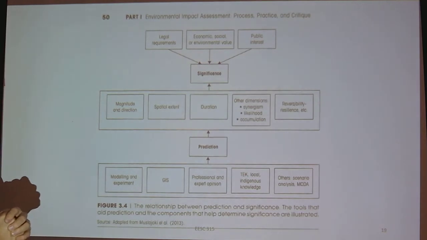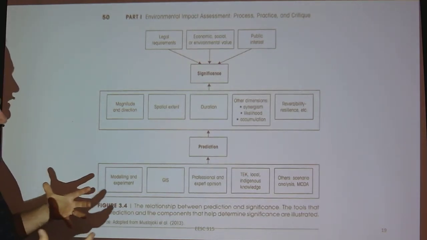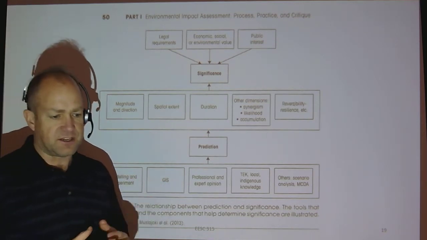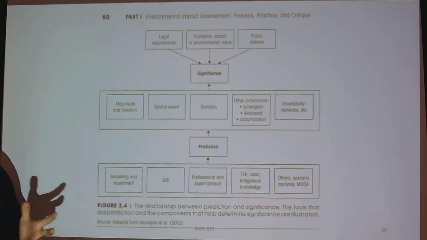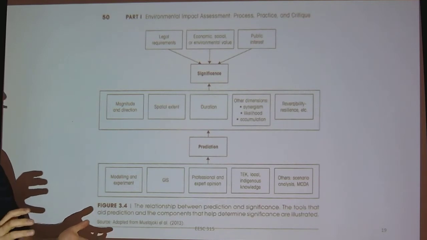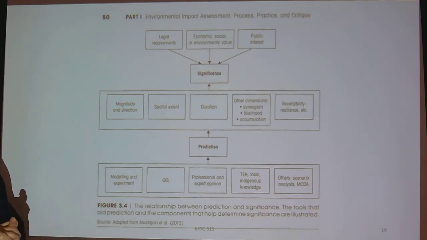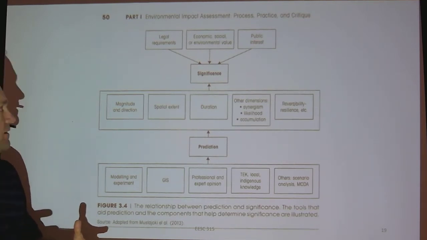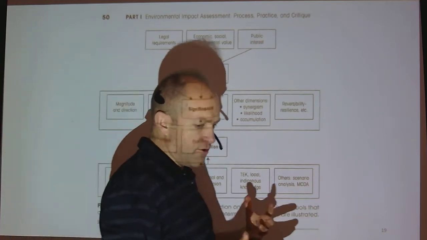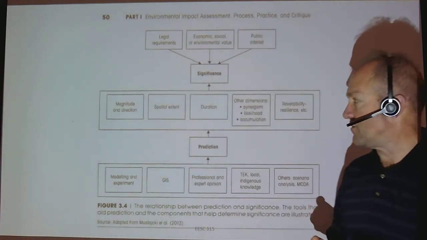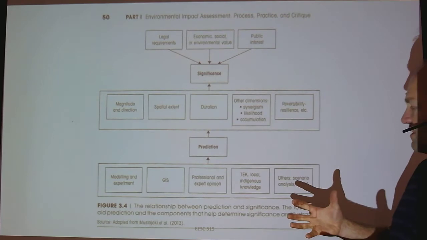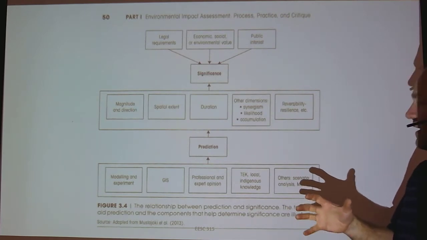And here we go, the relationship between prediction and significance. So this is what we really need to get to. It doesn't matter which jurisdiction we're in. At the end of the day, the regulator needs to make that significance determination so that they can weigh that against economic and other variables to make that public interest decision. So these are the different things that we help them understand.